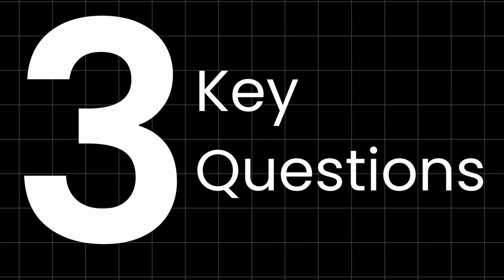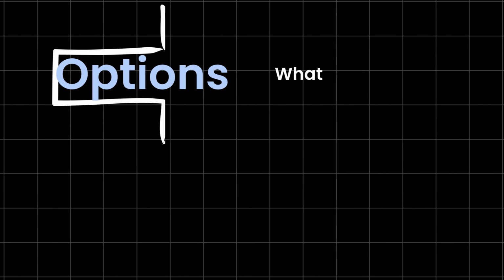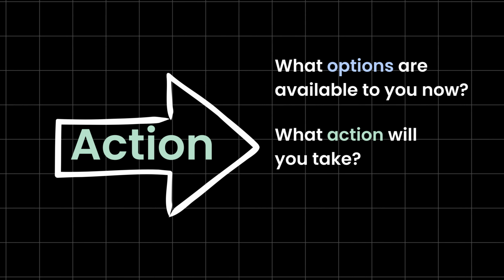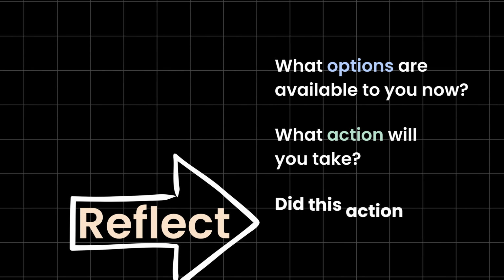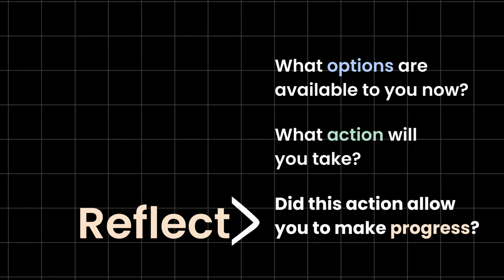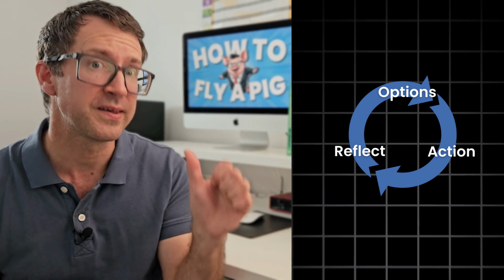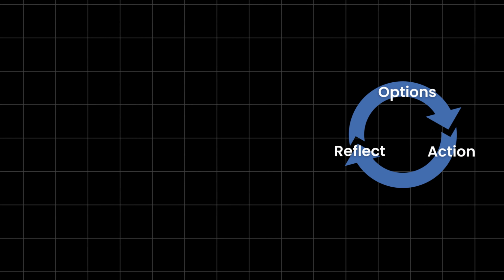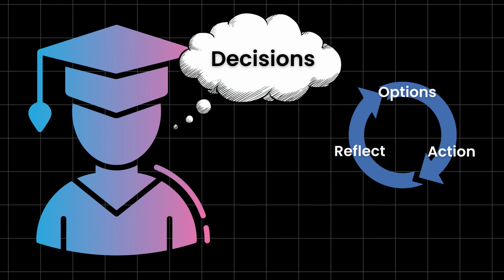Now let's dive in. There are 3 key questions that you need to ask. Number 1, what options are available to you now? Number 2, what action will you take? And number 3, did this action allow you to make progress? These can be adapted as required, particularly depending on the context in which you're using them. However, the basis of these relate distinctly back to the OAR cycle. Options, action, reflect. As you repeat the cycle, you place the ownership onto the learner to make decisions for themselves.